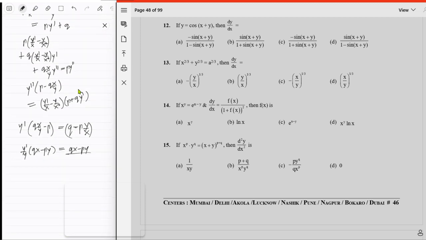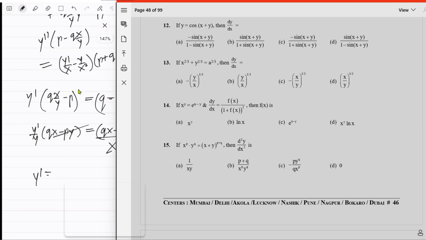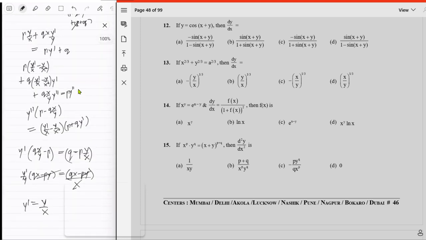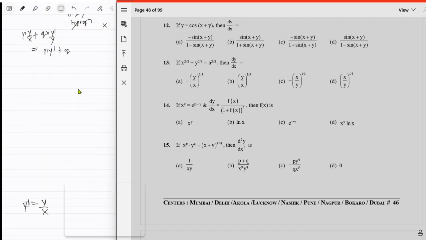So it's qx minus py and that upon x. This cancels. What do you get? Just y dash is equal to y upon x. I should have done that instead of all of this. So there you go. That's the thing. y dash is equal to y upon x. Huh? Well, that's interesting.